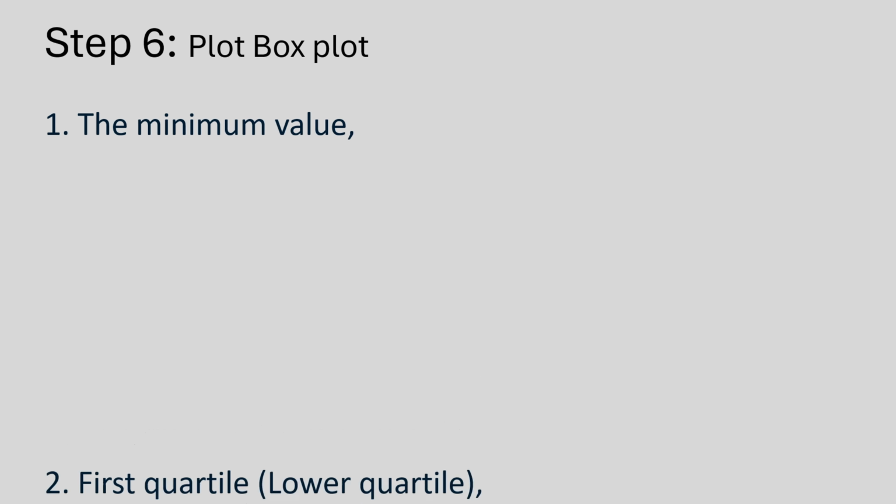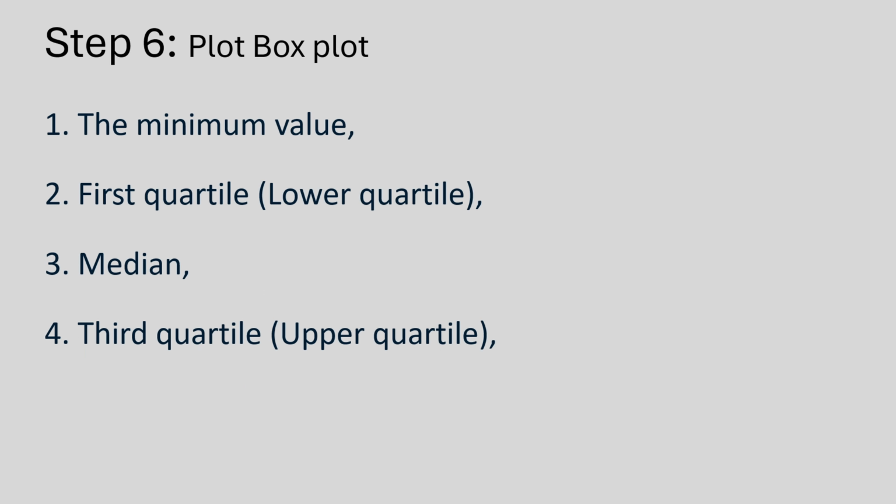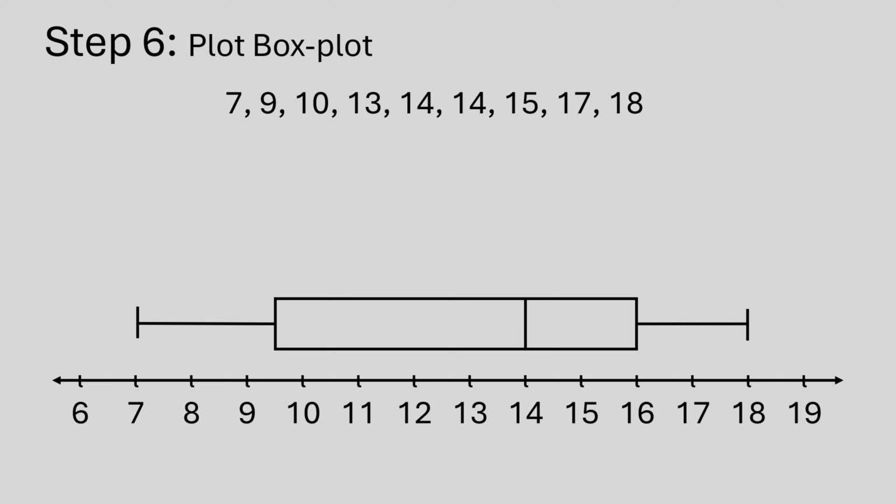Step 6. Plot the box plot. Now we have all 5 values needed for the box plot: minimum, first quartile, median, third quartile, and maximum. This is the box plot.